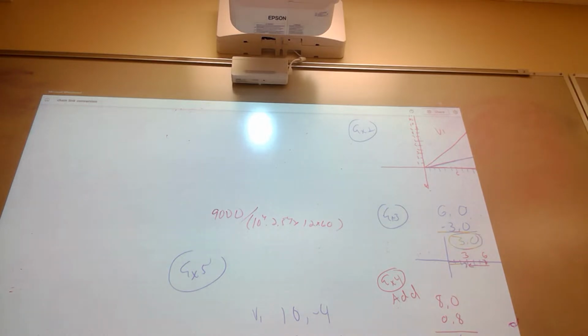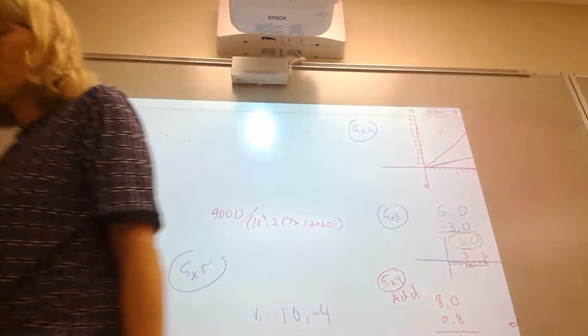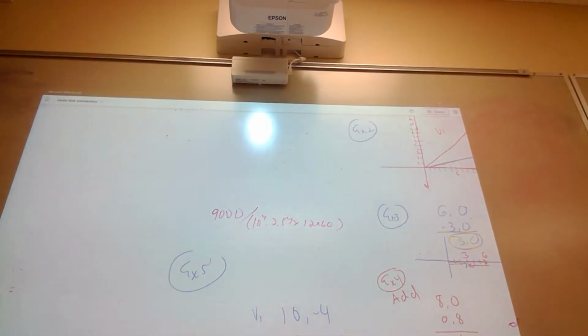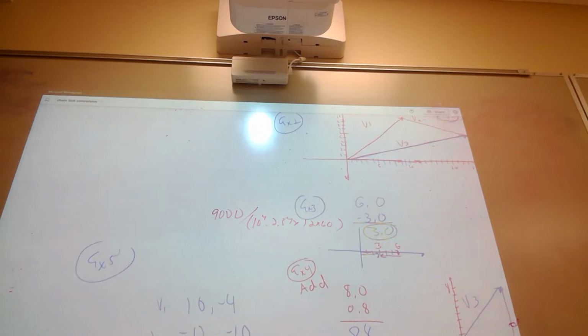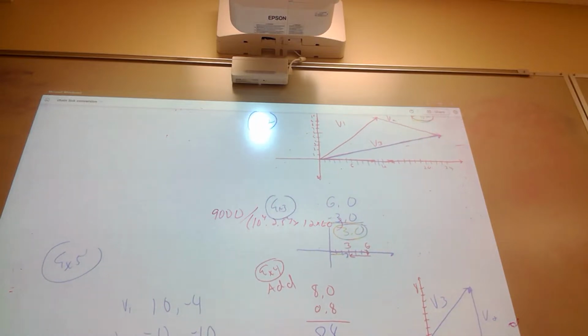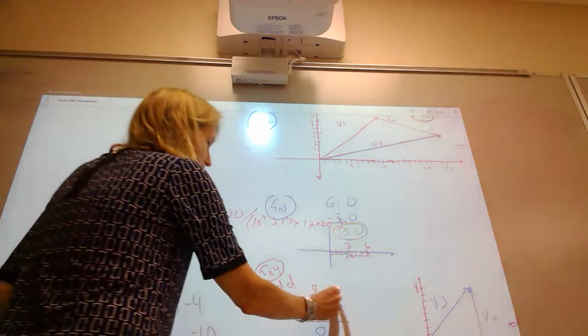Okay, now you draw the end of this one, so it's going to be here. And then you connect the end of the first and the end of the second. So we draw the first one, 8, 0. We draw the second one, 0, 8. Okay, this is our x, this is our y.